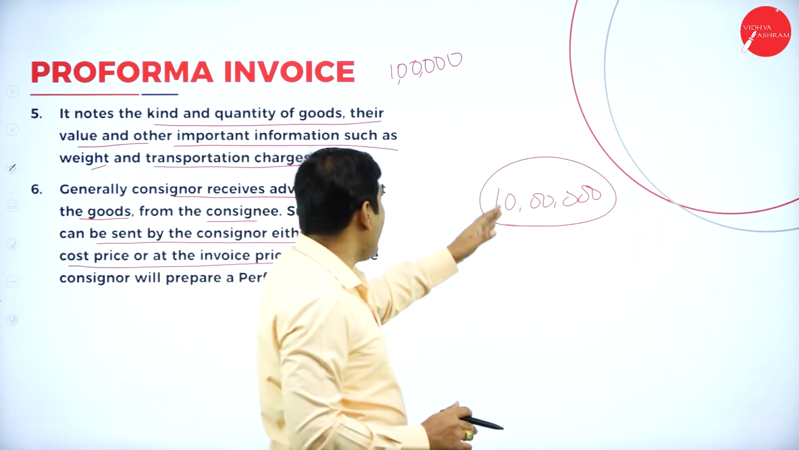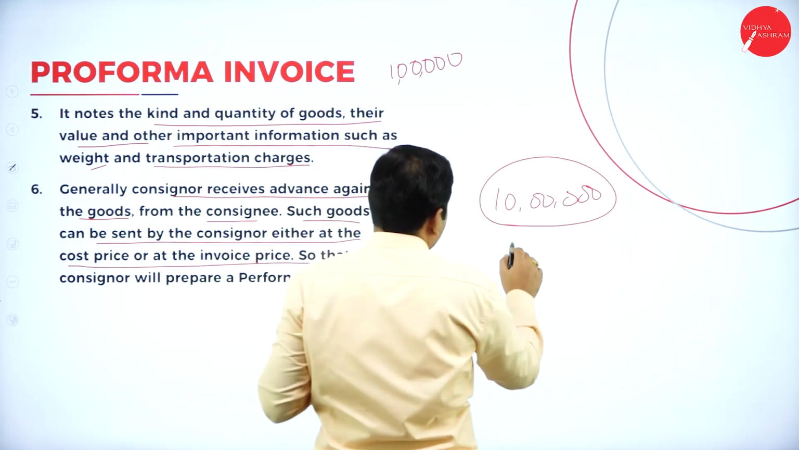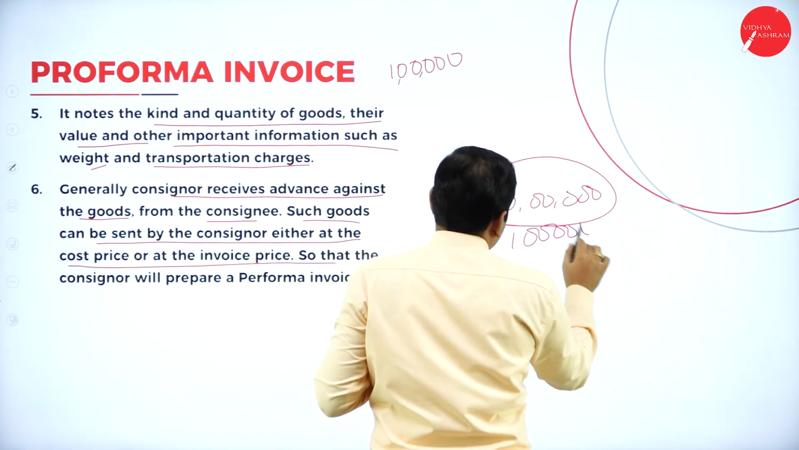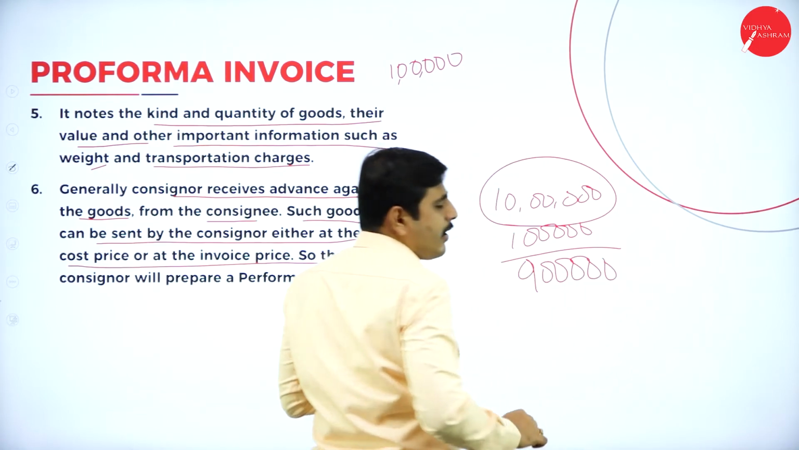While transferring, whatever amount he has already paid as a security deposit, he will deduct that amount. He will deduct 1 lakh rupees. The remaining 9 lakh rupees he will transfer to the bank account of the consignor.